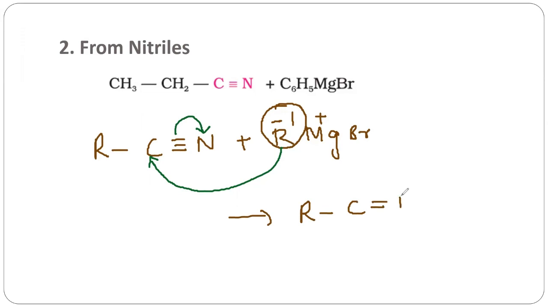So the next product would be RC double bond N minus. The R dash would be coming here and the MgBr plus would stay here. Hydrolyze this and this part would be removed and you will get a double bond O. The double bond N-MgBr would be replaced by double bond O and the product is a ketone.